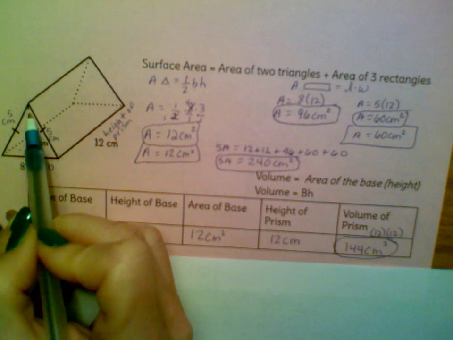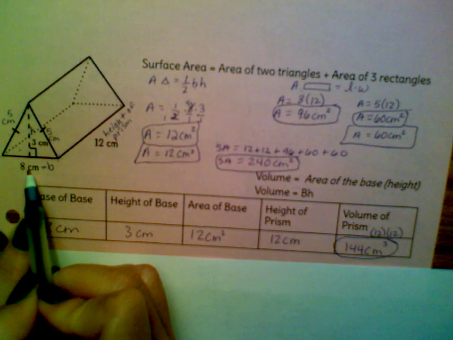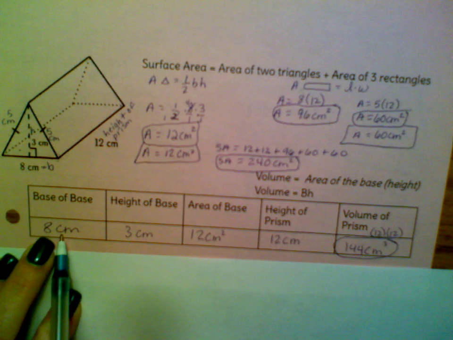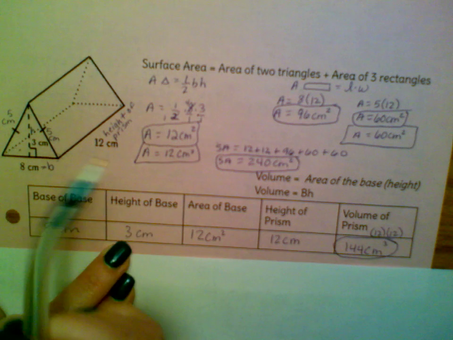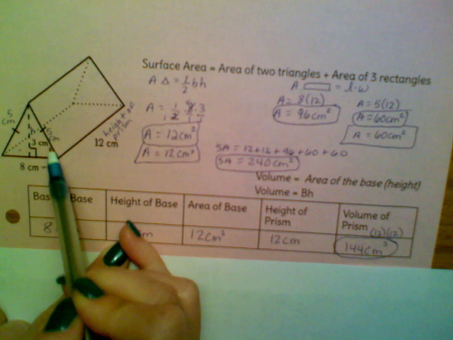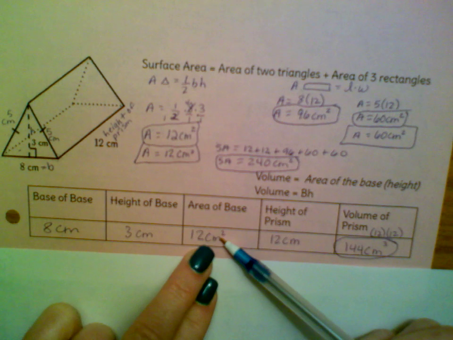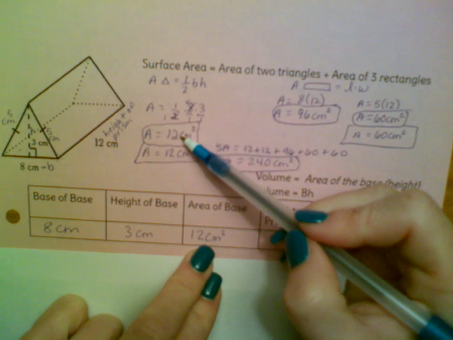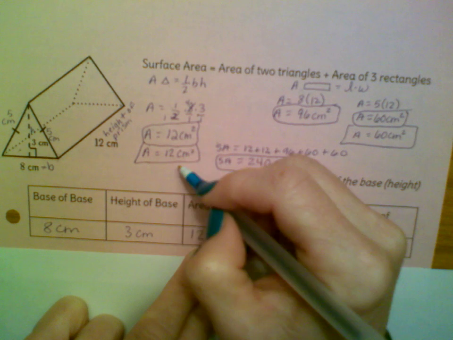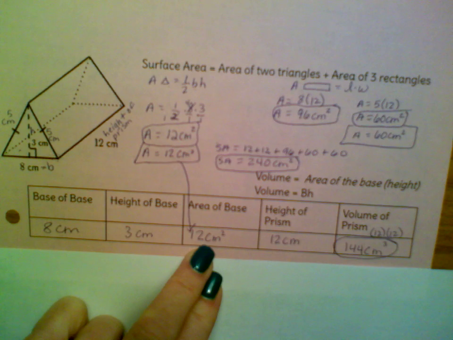But what is the base of this triangle? Base of this triangle is just 8 centimeters. What's the height of the base? So again, I'm only looking at this triangle. The height is the 3. What is the area of the base? Okay, we already figured out the area of the triangle is 12 centimeters squared.